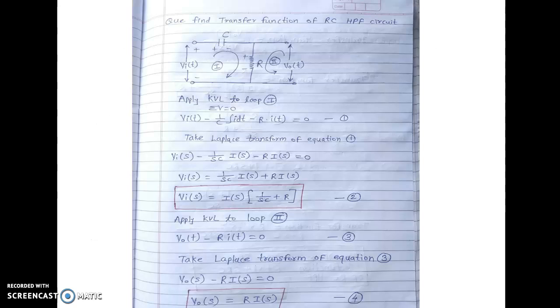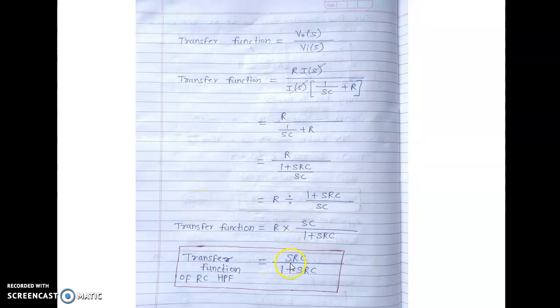We can see in this circuit diagram there are two loops shown, loop number 1 and loop number 2. We have two methods to find the transfer function. In method 1, we can apply Kirchhoff's voltage law to loop 1 and loop 2. We can find the input voltage VI(s) in the S domain and the output voltage in the S domain, and take the ratio of output voltage to input voltage, and we get the output SRC upon 1 plus SRC. This is the transfer function of the RC high pass filter circuit.